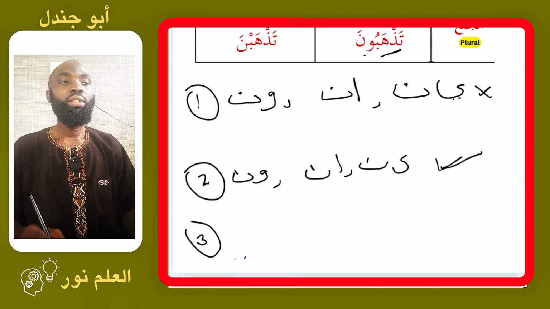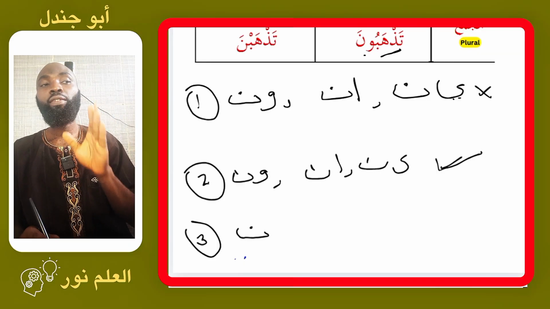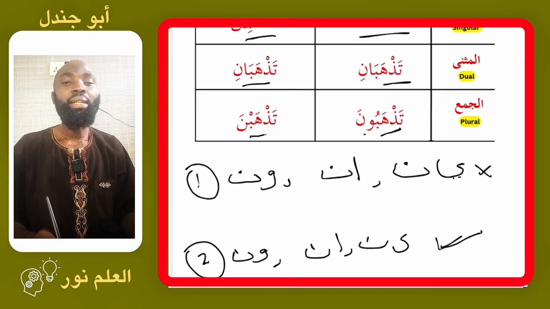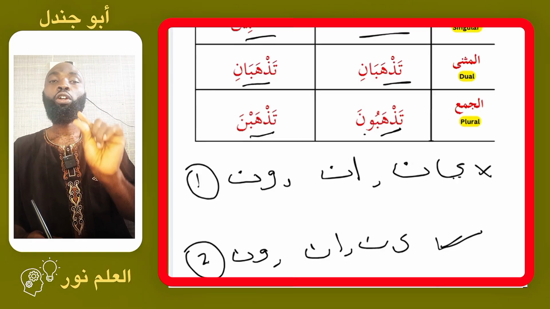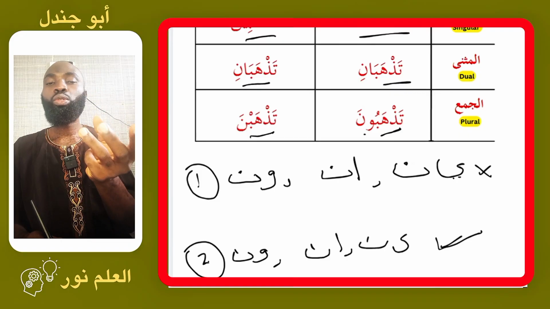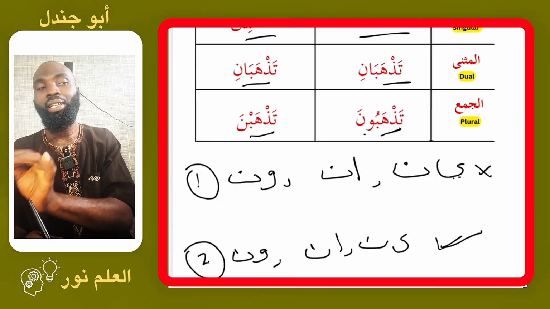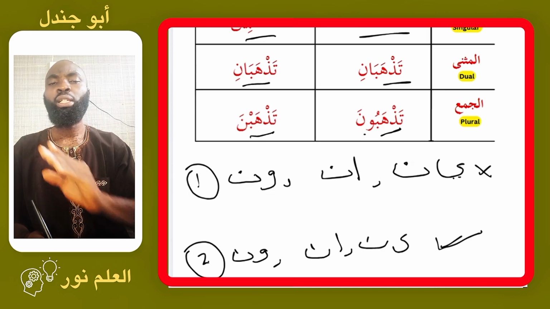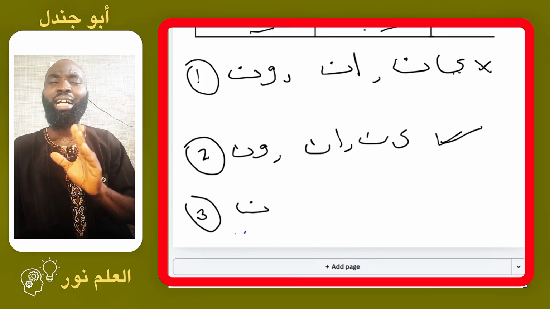Then the last category is the category that ends with just noon. It doesn't end with wa and noon, alif and noon, ya and noon, but it ends with just noon. This is the word tadhabna. Now, why do we need this? This is because it will simplify the formation of the command tense. If you already know that the ones which end with ya and noon, alif and noon, or even wa and noon, their formation will follow the same pattern, while the ones which do not end with wa and noon, ya and noon, and alif and noon will also follow the same pattern. Then the one that ends with just noon also has one pattern.